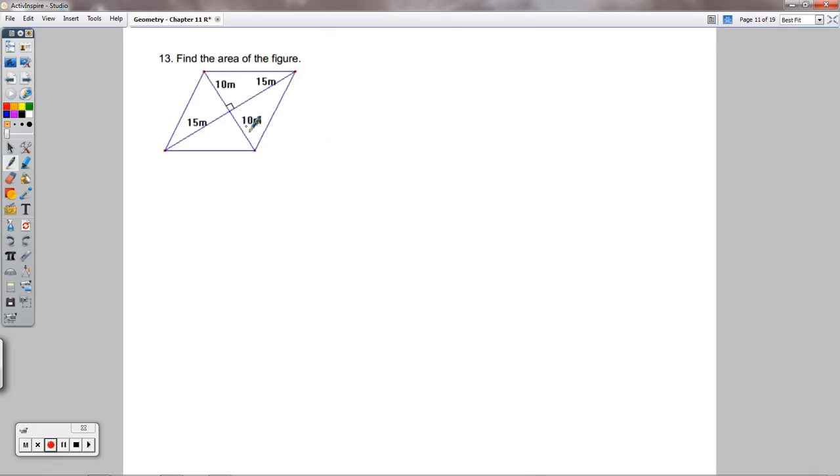Number 13, find the area of the figure. This looks like, well, what does that look like to you? This looks like we have a diagonal here and a diagonal there. I guess they changed the wording of this around. I have a different copy that I'm looking at as I'm going through this with you. So we're going to find the area of this figure.